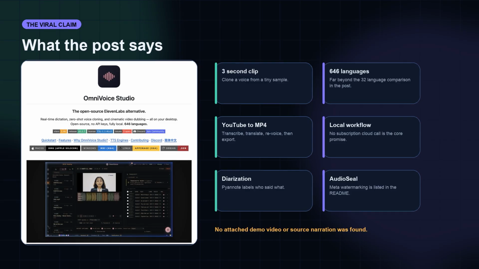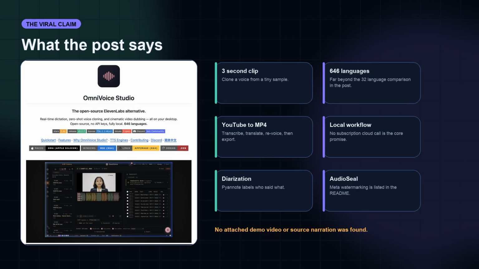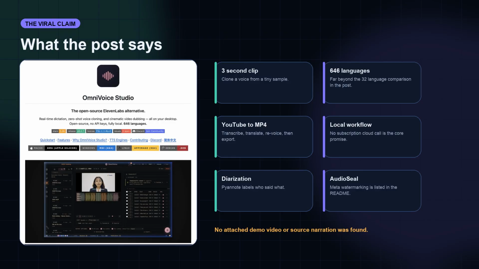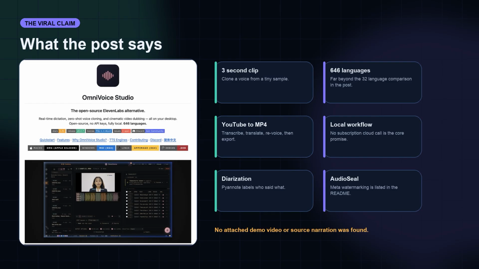Voice cloning from a 3-second audio clip. Voice design controls for gender, age, accent, pitch, emotion, and dialect. A video dubbing flow where you paste a YouTube URL, transcribe it, translate it, revoice it, and export an MP4. A dictation widget that works from any app. Demucs vocal isolation so the background music can survive the dub. Pyannote diarization so the app can label who said what. A batch queue for many videos. MCP support for agent clients. AudioSeal watermarking from Meta.